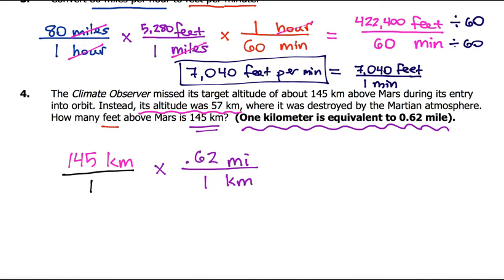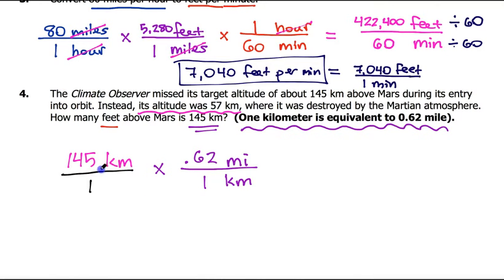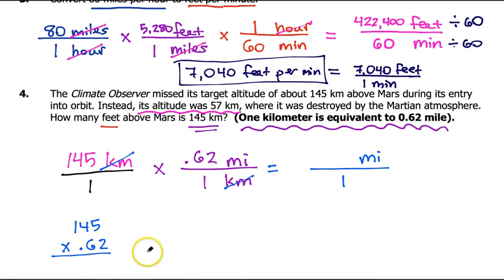So when I multiply these, kilometers, those units will cancel out, and I will be left with miles. So I need to do 145 times 0.62. Okay, 145 times 0.62 for my numerator. One more time, I want you to pause the video and work this out, 145 times 0.62, and then once you have an answer for that, click play to check.